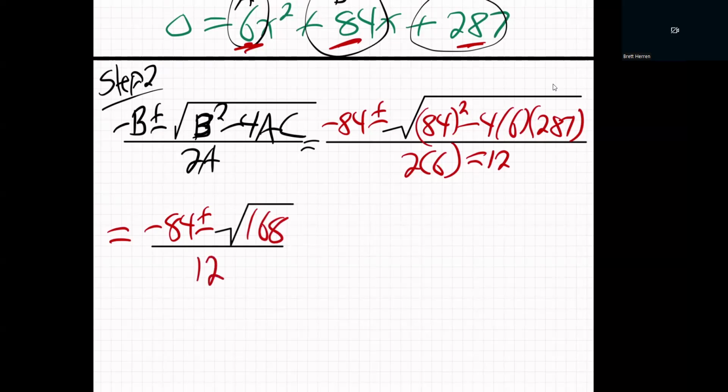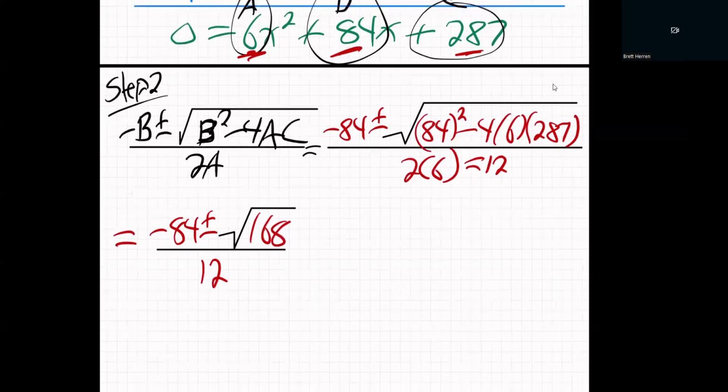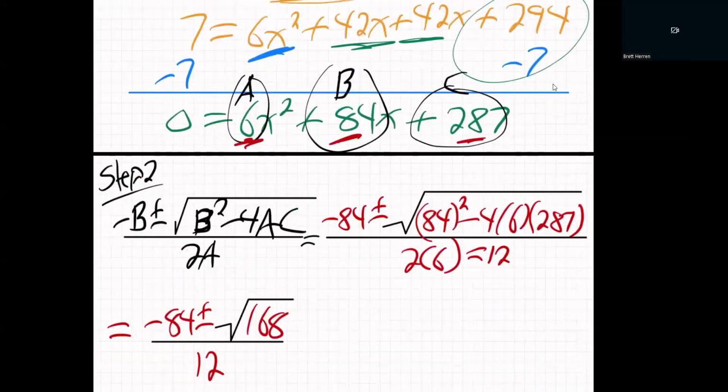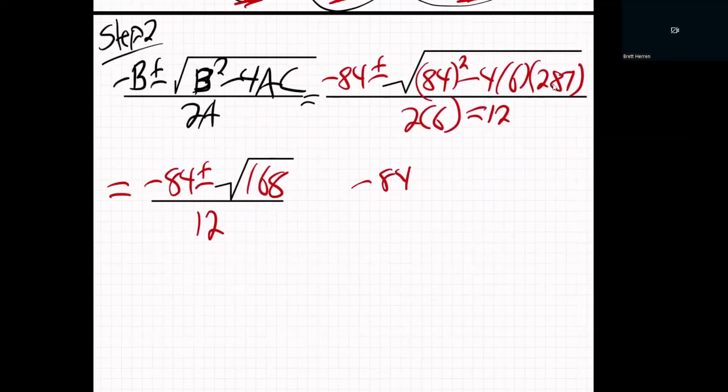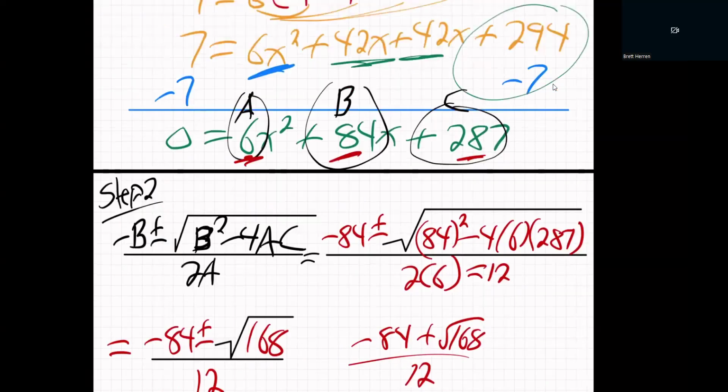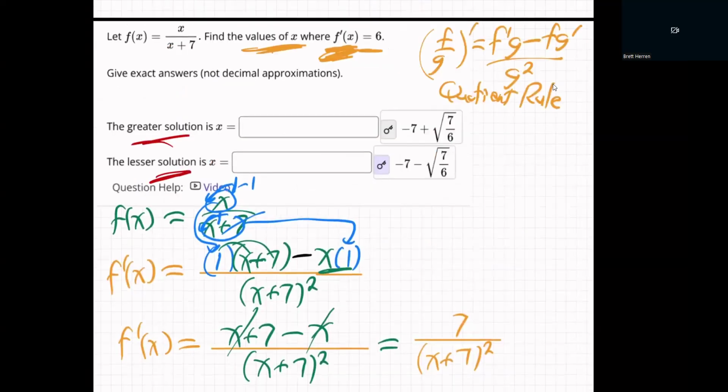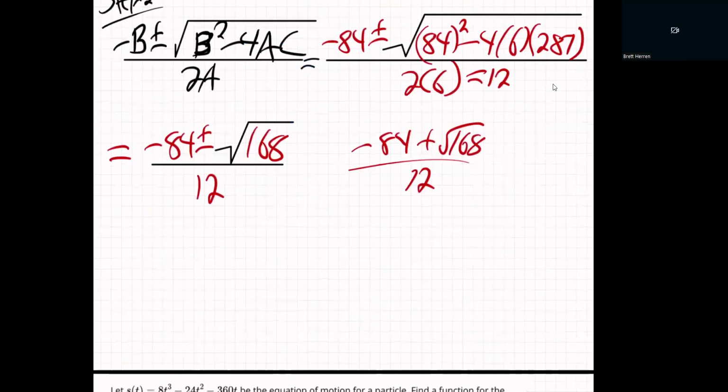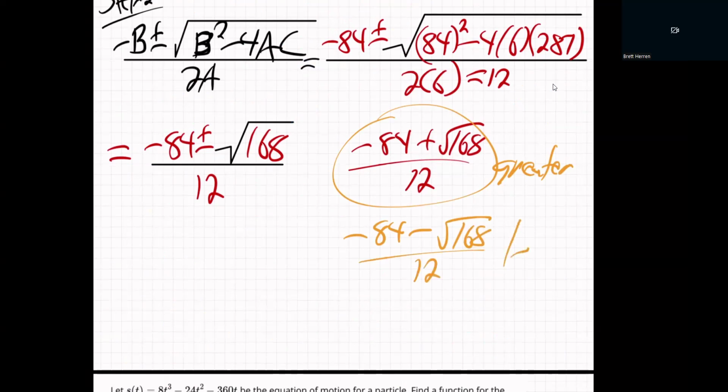All right. I think you could probably just type that. Those are two separate answers, and you could just type that in and it will take it. What I mean is you could type in minus 84 plus the square root of 168 over 12. It wants the greater and the lesser. So the greater will be the plus. Yeah, that's the greater. And then the minus 84 minus square root of 168 over 12 is the lesser.